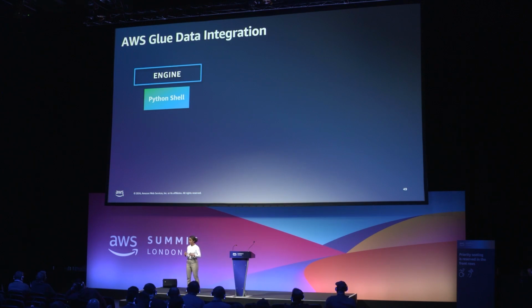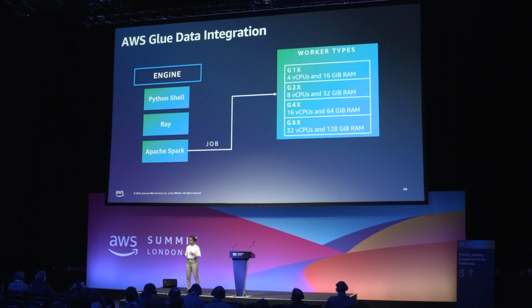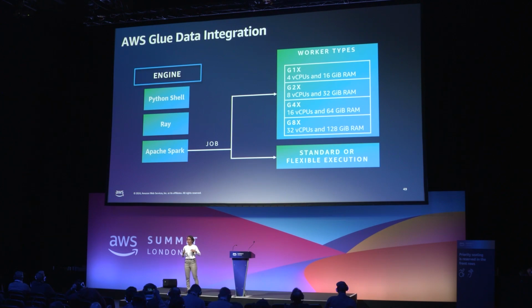Let's move on. AWS Glue, like any data integration service, provides capability to monitor and schedule your workload. AWS Glue engine supports Python shell that runs in a single node, but if you need distributed support, you can run in Ray or Spark engine.